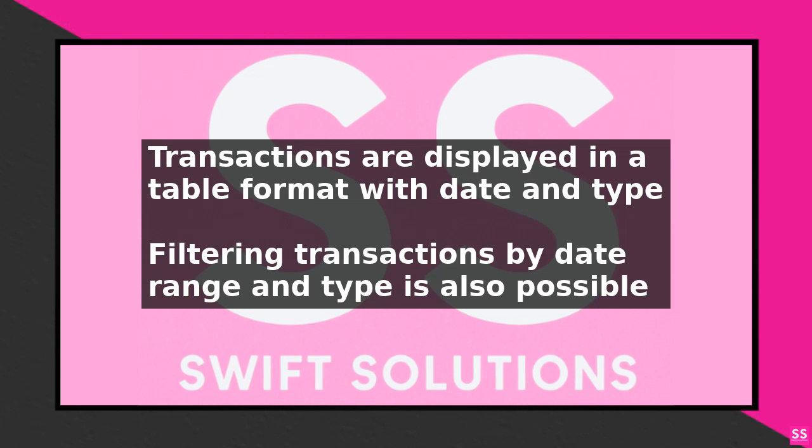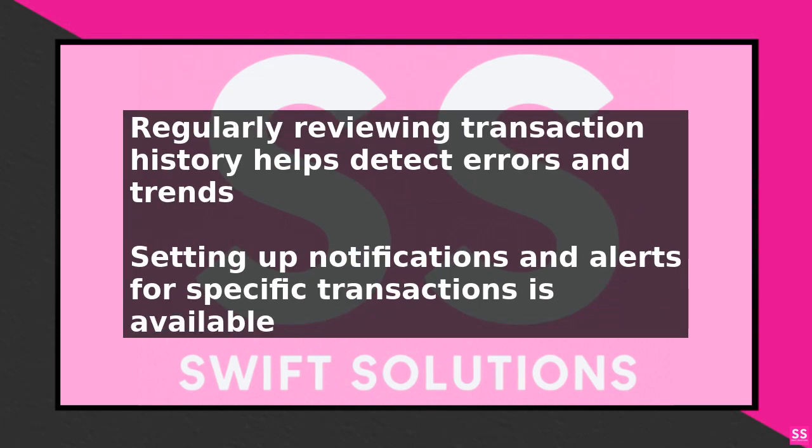It is essential to regularly review your transaction history to ensure that all transactions are accurate and authorized. This will help you detect any errors or suspicious activity and take corrective action. In addition to viewing your transaction history, you can also use the Betterment platform to set up notifications and alerts for specific transactions. This allows you to stay on top of your investments and receive notifications when certain transactions occur.